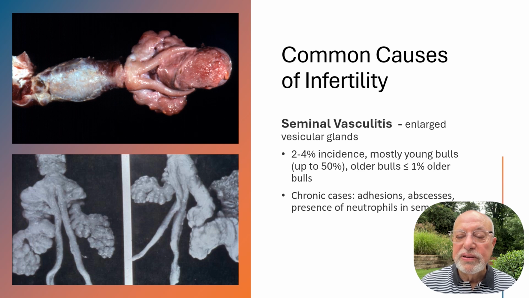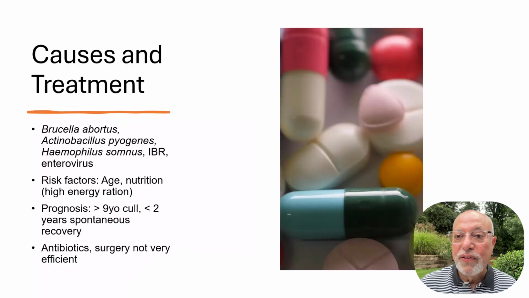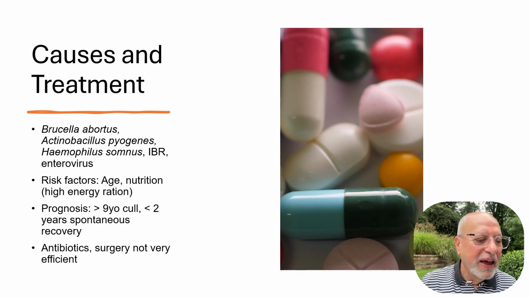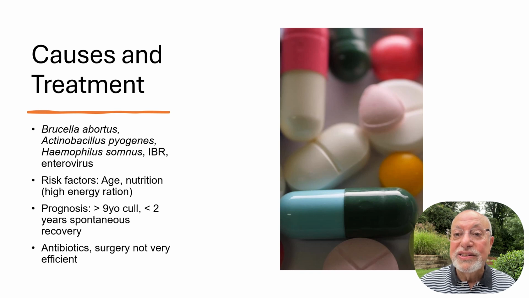Some people suspect this condition when they're looking at the semen they have collected from the bull. When you look under the microscope, you will find a lot of neutrophils. So it makes you wonder where the neutrophils are coming from, which leads you to examination of this bull. Now, different causes have been mentioned, including Brucella abortus, Actinobacillus pyogenes, and some others. We really don't know for sure what the cause is, but a high-energy diet has been suspected.